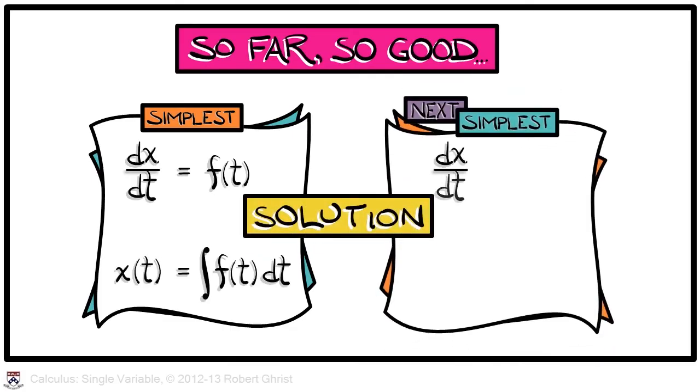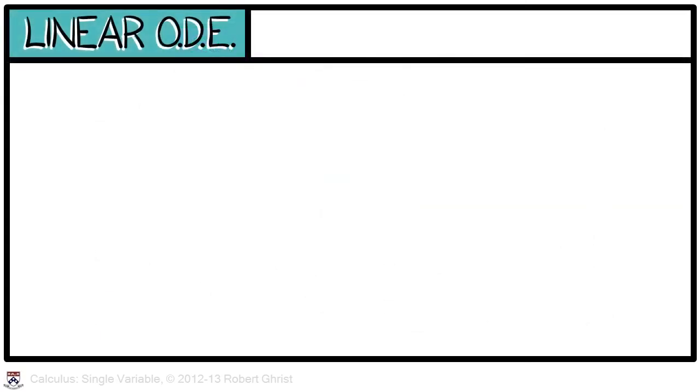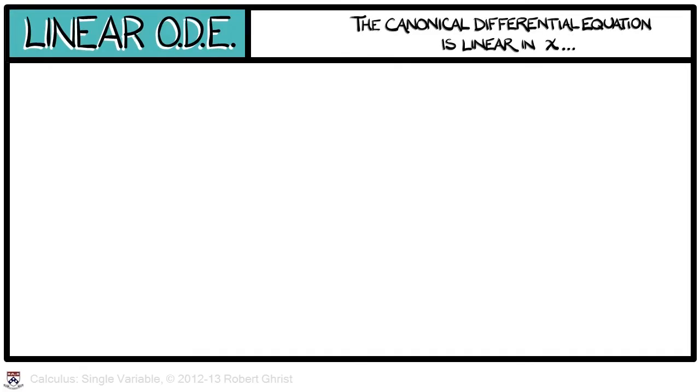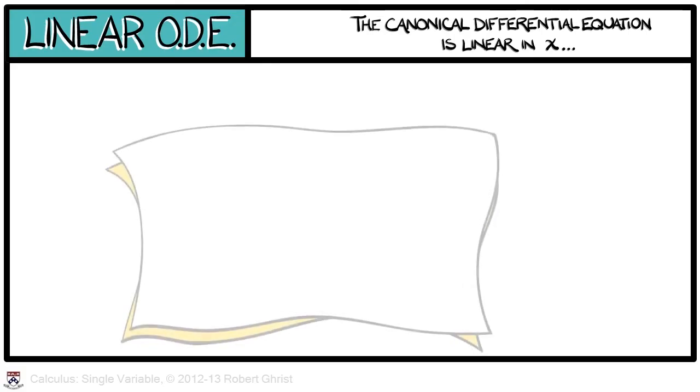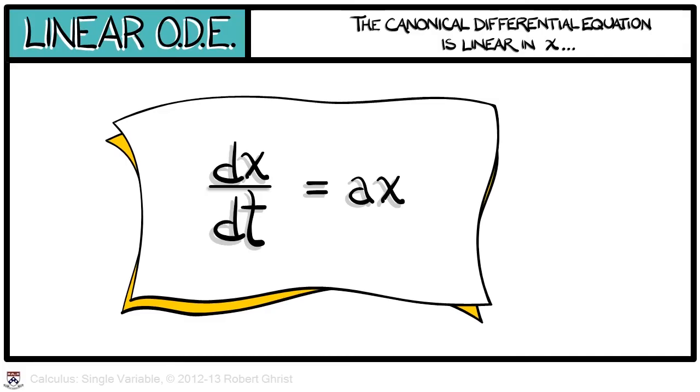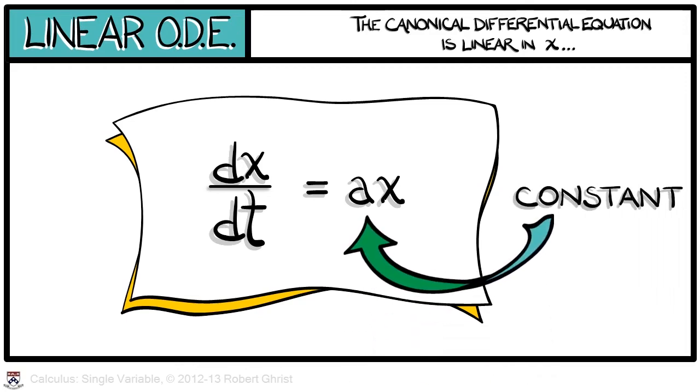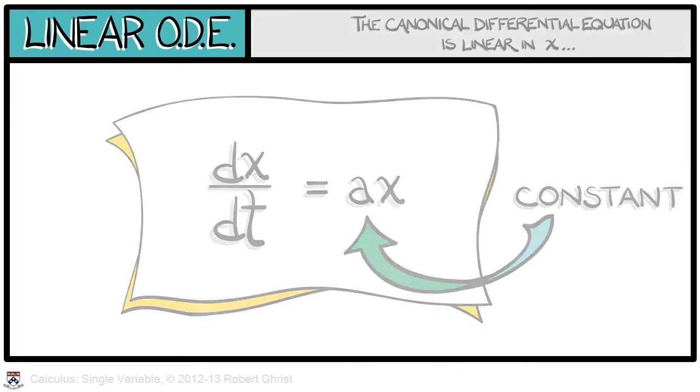But what happens when we look at the next simplest class, namely dx/dt equals f of x instead of f of t? How do you solve that for x as a function of time? Well, we're going to restrict to the simplest, the canonical differential equation of this form, one that is linear in x. This is a very important differential equation. It is dx/dt equals ax, for a constant. We're going to think about this one over and over.